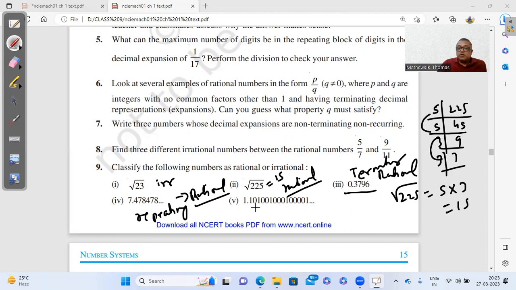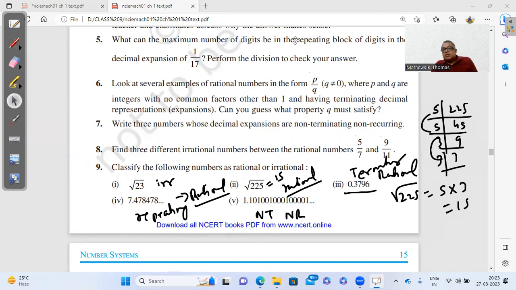And what about 1.10, 100, 100? What is happening here? Non-terminating and non-repeating. The numbers are not repeating in a particular order. 10, then there is 100, 100, it's non-repeating. There is no specific order here of the same numbers repeating in the same pattern, right? That is called repeating. This is non-terminating, 3 dots are there, and non-repeating. Therefore, this is an irrational number.